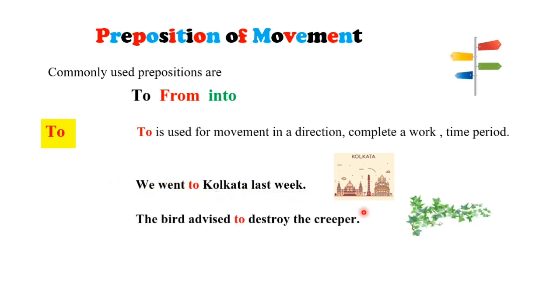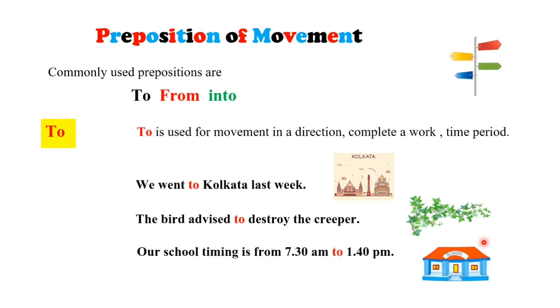The bird advised to destroy the creeper. Here to is used to complete an action. To complete a work, destroy is a work, or you can say an action, and that should be completed. That is why the bird advised to destroy the creeper. Our school timing is from 7:30 a.m. to 1:40 p.m. Here is a time duration. It starts from 7:30 and it ends at 1:40. So you can use to here.